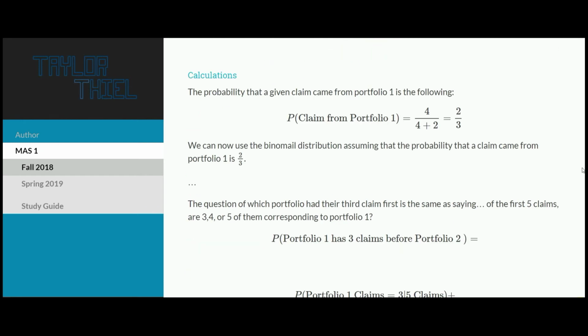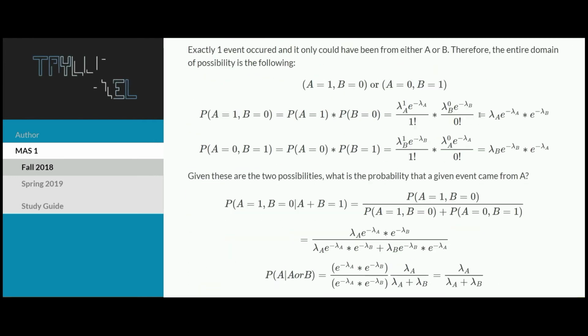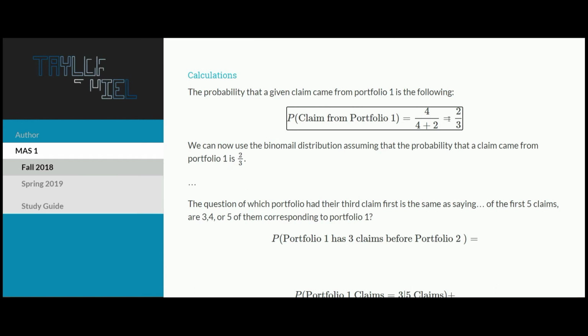So now we can jump into the problem itself. We know that for our two portfolios, we have the corresponding lambdas of 4 and 2. Scrolling back up, we see there's a rate of 4 per year for portfolio 1 and 2 per year for portfolio 2. Dividing those lambdas, we get that if a claim occurred and we don't know which portfolio it came from, there is a 2/3 chance it came from portfolio 1.